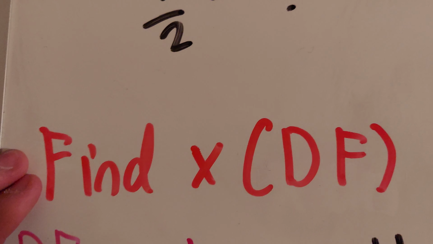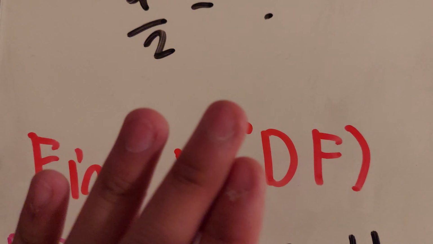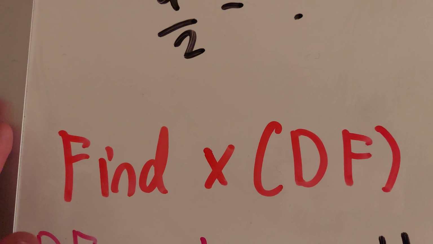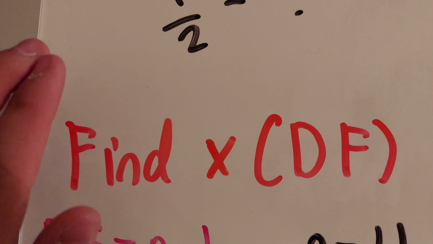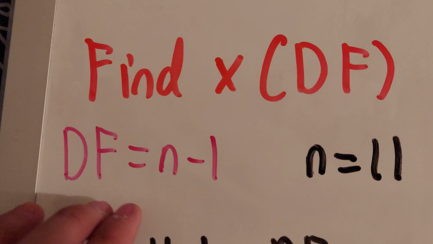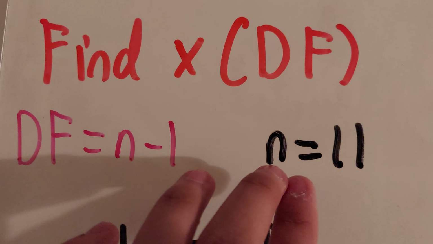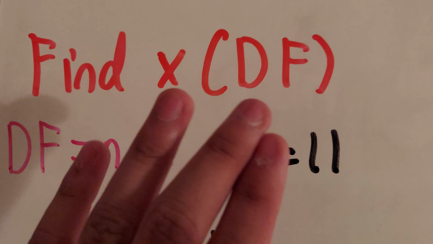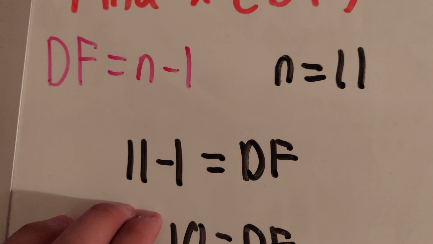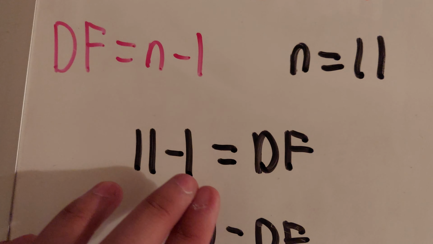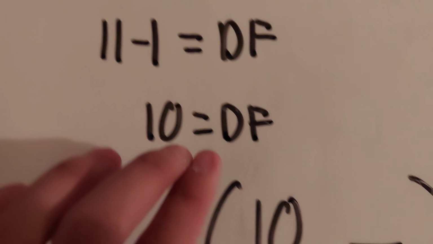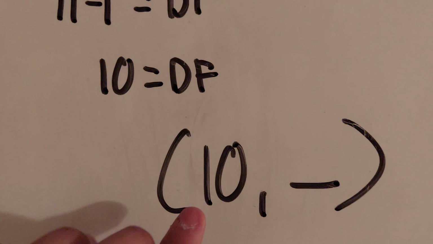So let's find x, or degrees of freedom. Now, I go more in depth about this in number 16, I believe. So if you want to learn more, go there. But in short, degrees of freedom is equal to the sample size minus 1. The sample size is 11, so we're going to plug in 11 for n. 11 minus 1 is 10. 10 is our degrees of freedom, and we're going to put that on our x-axis.